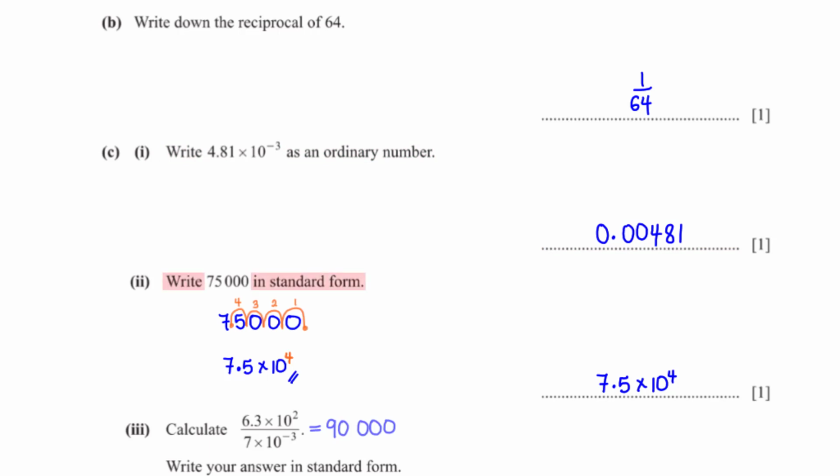Write 75,000 in standard form. To write this number in standard form, we move the decimal point from the end of the number to a position after the first non-zero digit, which is 7. So we have 7.5. Since we moved the decimal point 4 units to the left, we multiply 7.5 by 10 raised to the power 4.